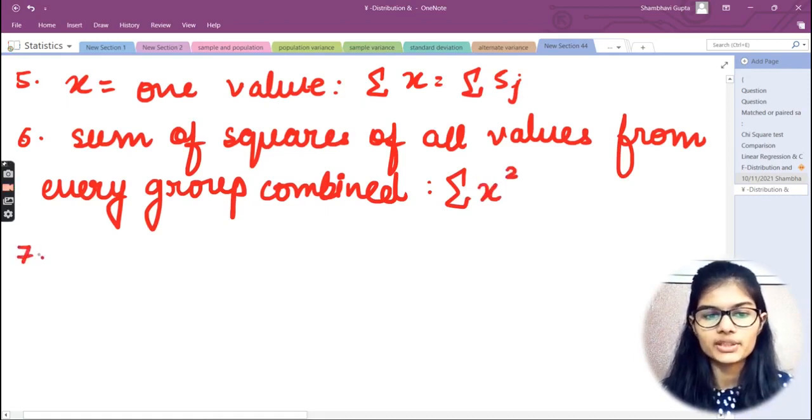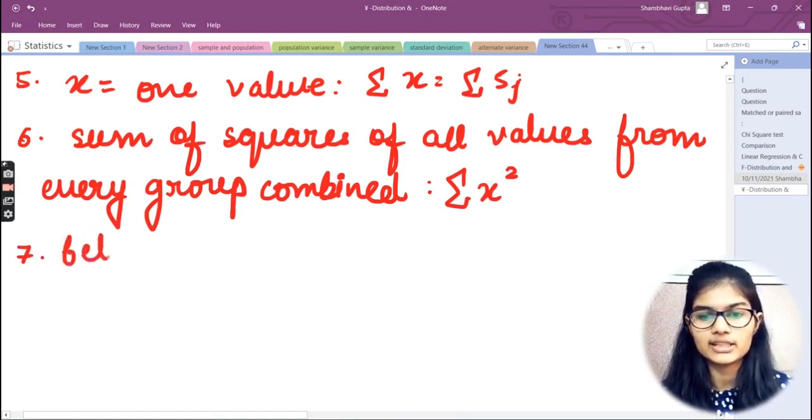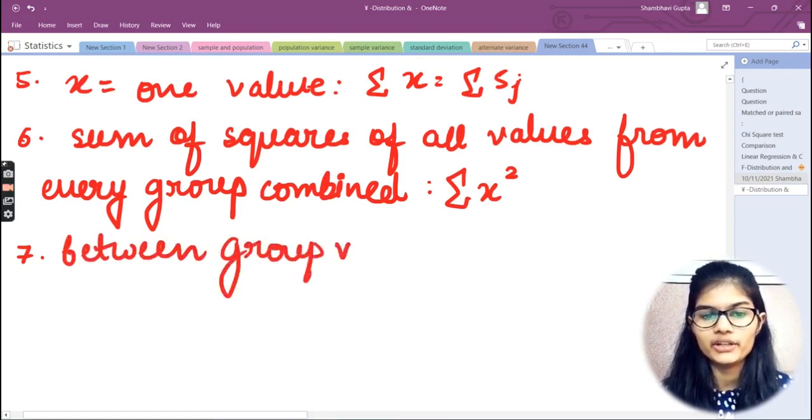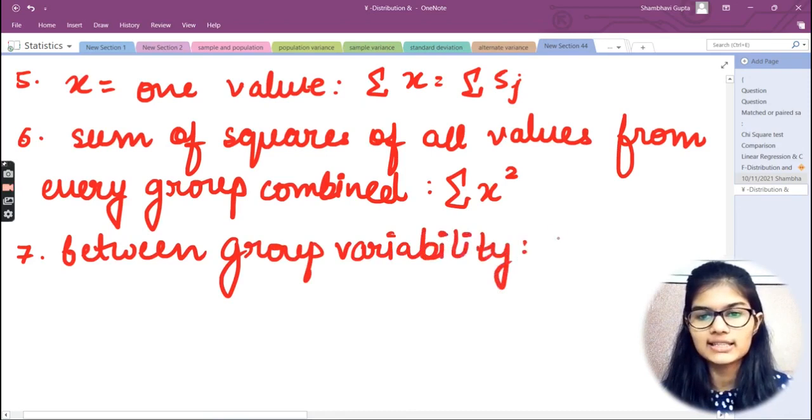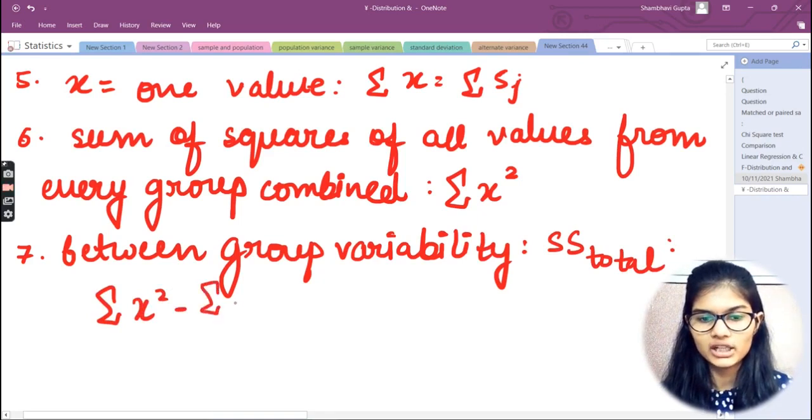Now moving towards point number 7. Next we have the between group variability. So I will just write that as well. It's between group variability. So here goes the variability. What is that? It is the SS total. Okay, and what's the formula for that SS total? The formula for that is sigma of x square minus sigma x whole square divided by n.